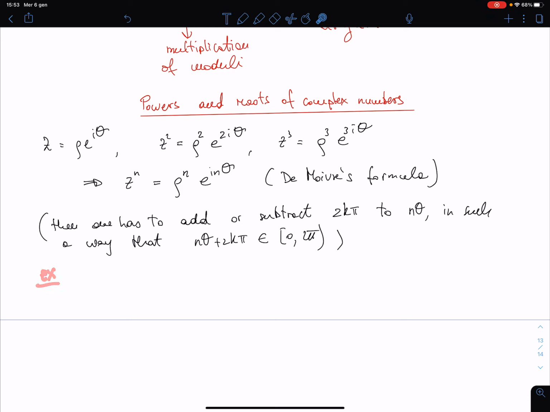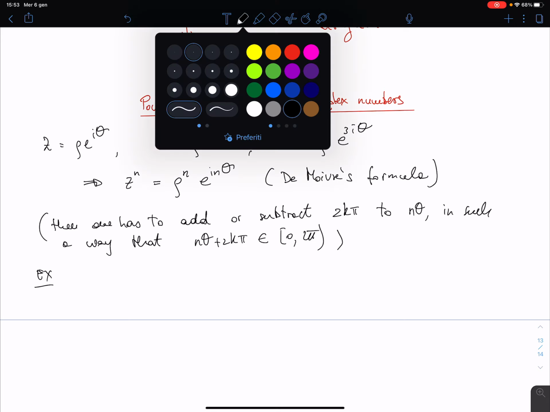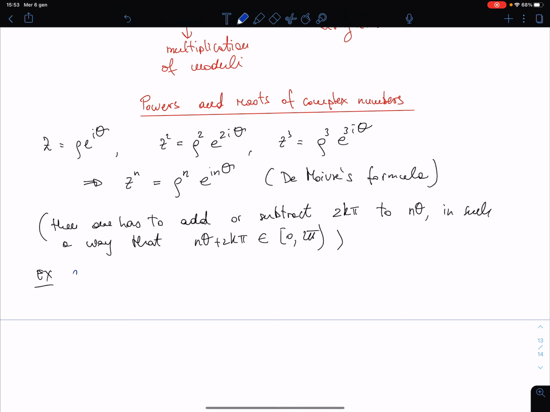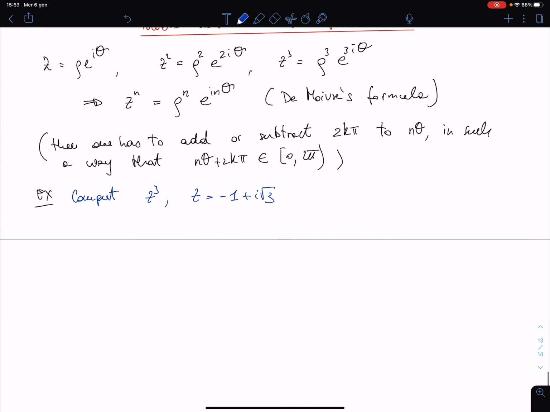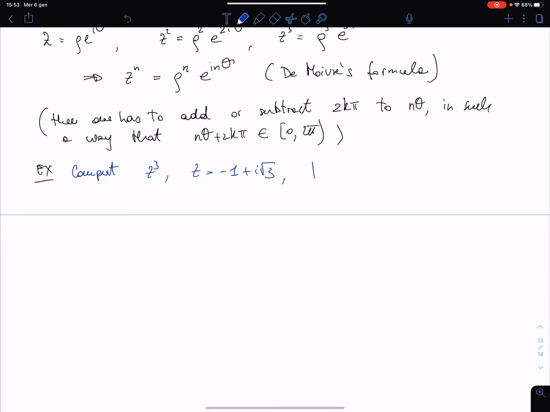So, example, one has to compute z cube with z equal to minus 1 plus i square root of 3. Okay, so first you have to understand what is the modulus, and the modulus is very simple. The modulus of z is the square root of 1 squared plus square root of 3 squared, so it is 1 plus 3, which is 4, so the modulus is exactly 2.